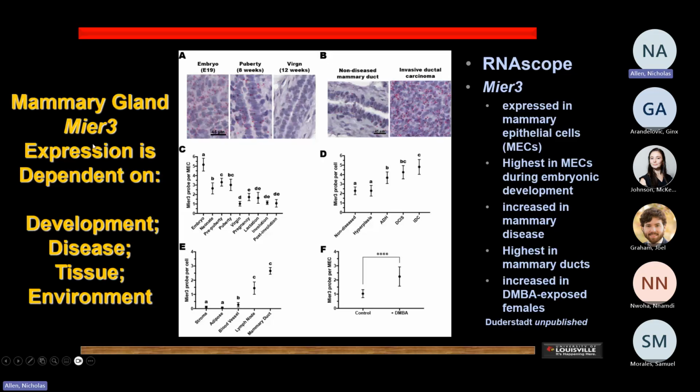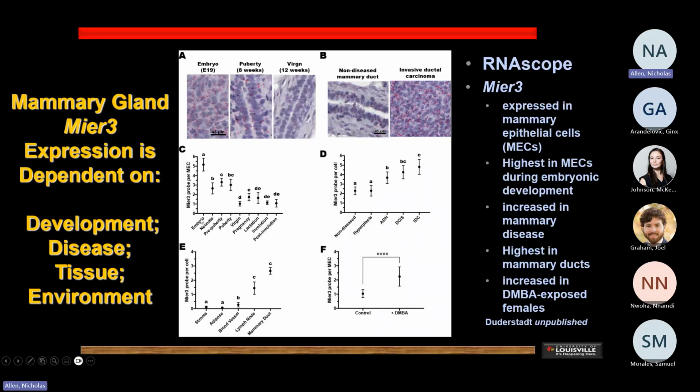And what we've seen is we're looking at expression, and the expression in the mammary gland of this gene is dependent on development. So it's high early on in development of the mammary gland, embryonic, neonate, pre-puberty, then puberty. And then it drops down in the adult and comes back a little bit during pregnancy and post-involution. Then we saw in the cancer cells, right, that it comes back again. And that's looking at cancer over here. So you got non-disease, hyperplasia, and all the way to invasive ductal carcinoma.